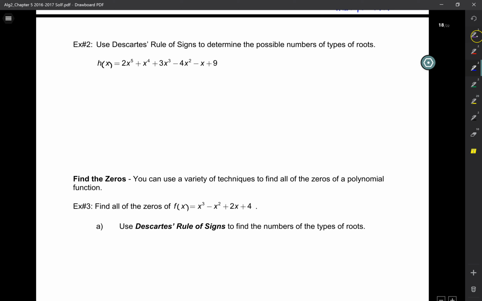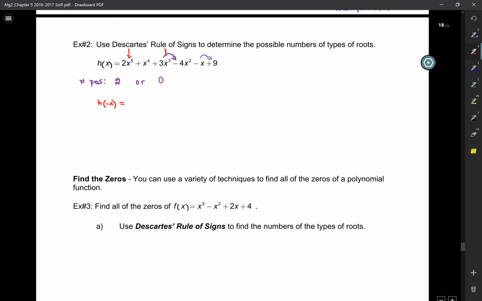Number of positive zeros: there is one change there, and there is one change there. So there are two total places where it changes sign, 2 or 0. Now I need to take h of negative x, and I'm going to do this the quicker way. I look at my function and just flip the sign of the terms with odd exponents.